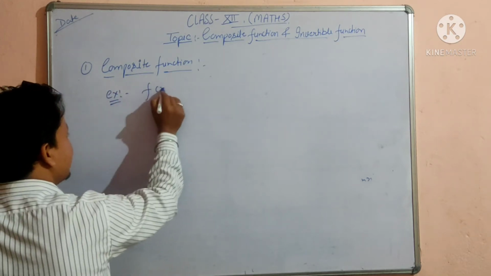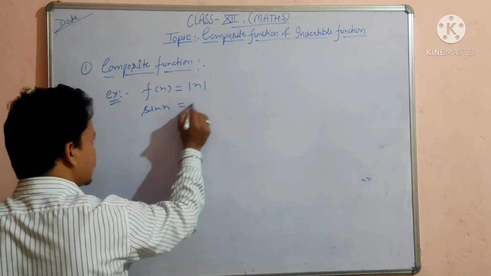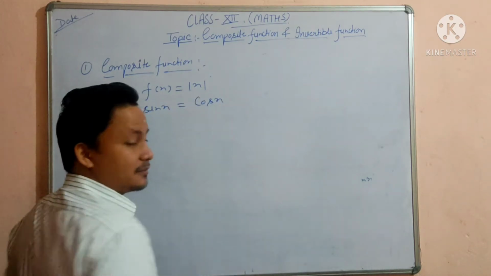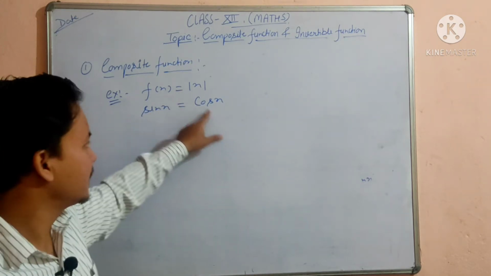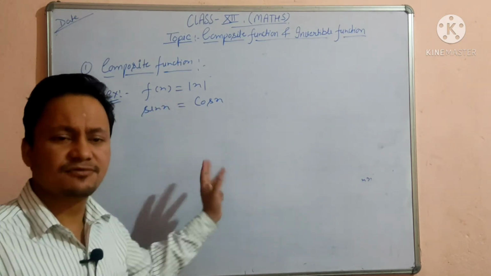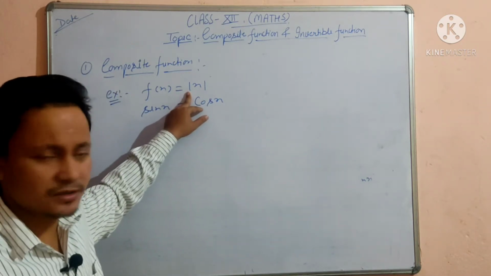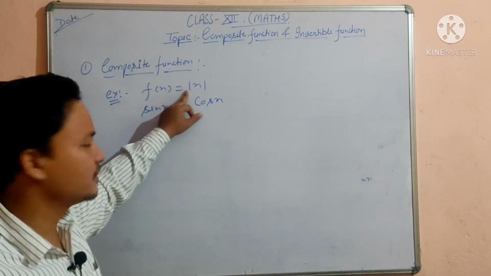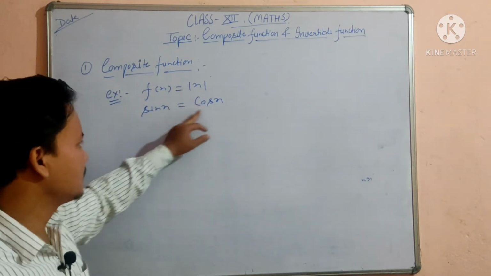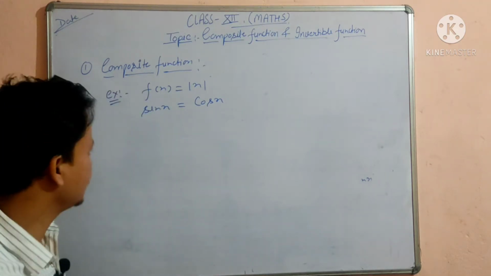Let us take a function f(x) is equal to modulus of x and g(x) is equal to cos x. Again, I am taking here a modulus function, and the second one is a trigonometric function, and both are defined from real numbers to real numbers. Because this is a modulus function, domain and codomain both will be real numbers. This is a trigonometric function, so domain and codomain both will be real numbers. There is no issue.